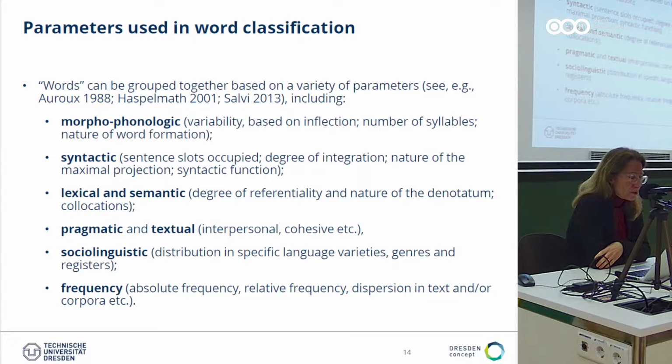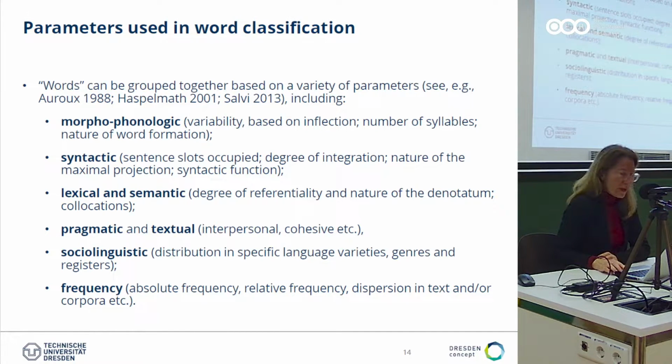Then pragmatic and textual parameters, sociolinguistic, and last but not least, because this is very important also when you work with corpora, the word frequency. We make a distinction between absolute frequency, so the number of times a word occurs in a corpus, and the relative frequency that we use when we work with corpora that have different sizes, and we need to adjust the frequency to a certain number.